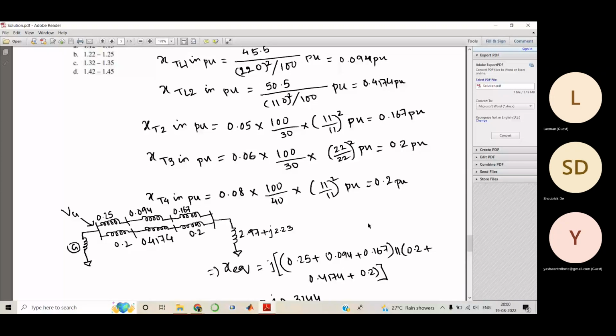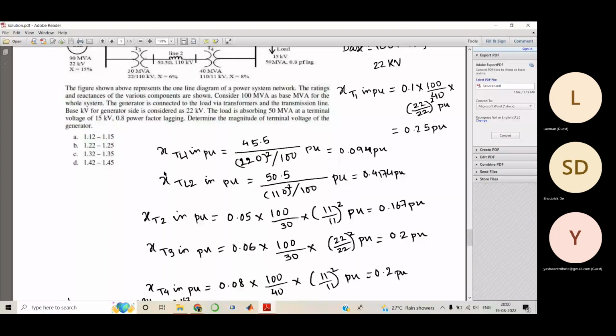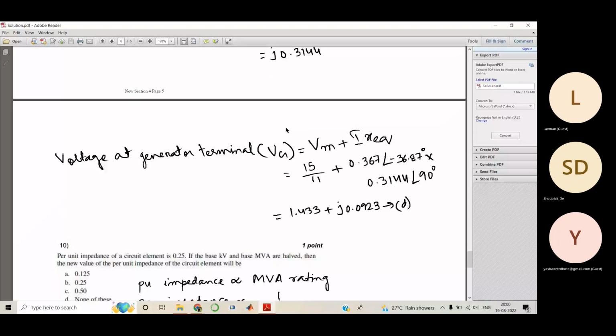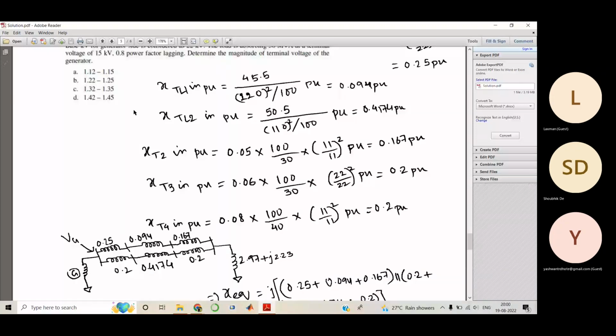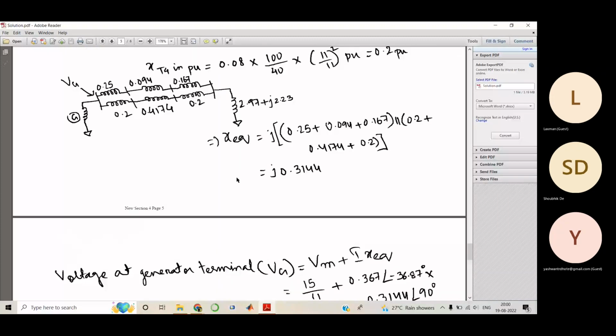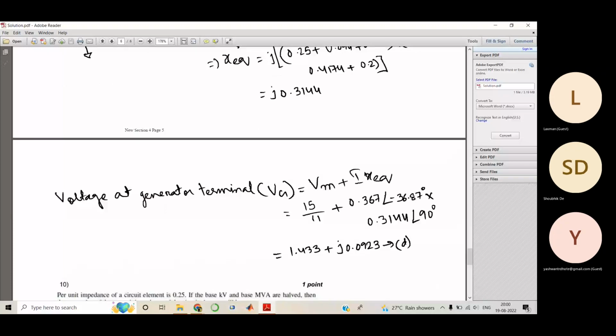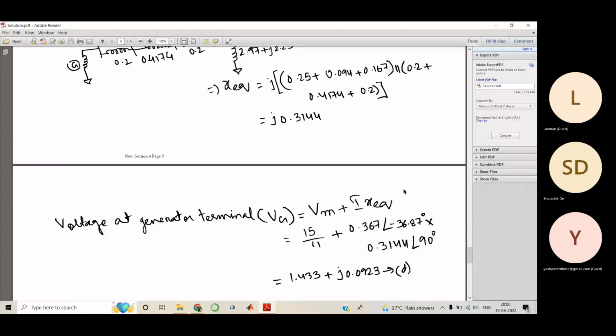Now you have to calculate the magnitude. Just take the square root of this term, so you will get around 1.445, something like that. So this is question number 9. I hope this was clear.